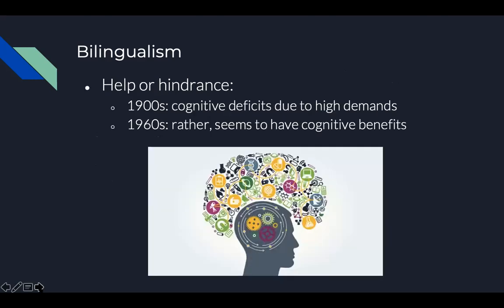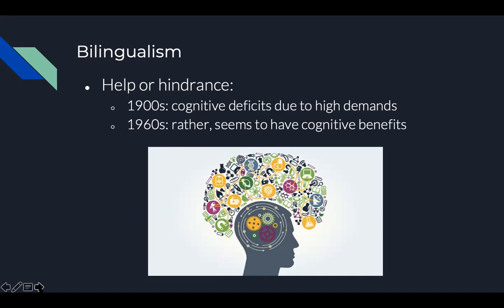So during the early 1900s, theorists had proposed that bilingualism would produce cognitive deficits. The idea was that the brain has to store two linguistic systems at the same time. So really, this idea of having to store two different languages takes up a lot of brain real estate.